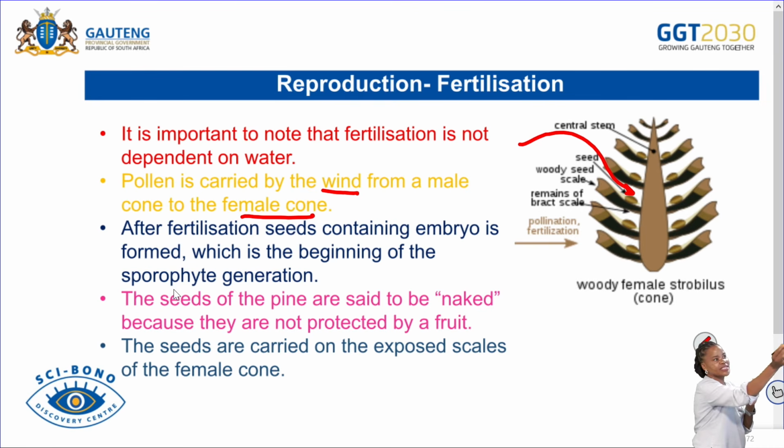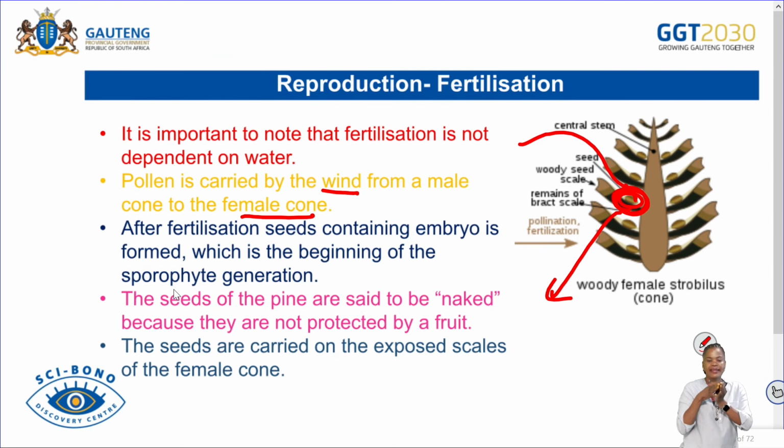The seed that is containing the embryo is now going to do what? To be formed. And then this seed is now going to develop into what we call the sporophyte. This seed, which is containing the embryo, is going to develop into what? Into a sporophyte generation. And then the seeds of the pine are said to be naked.